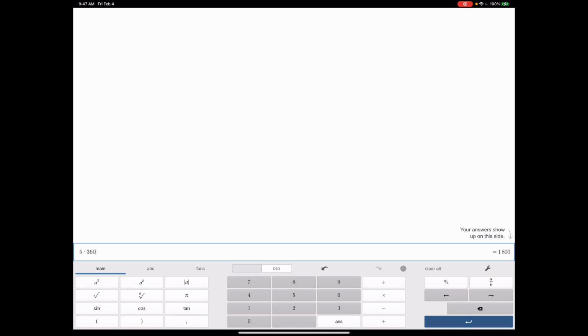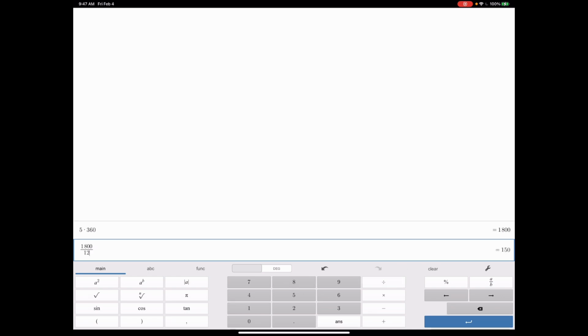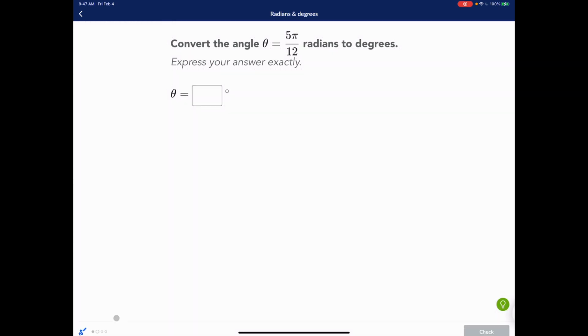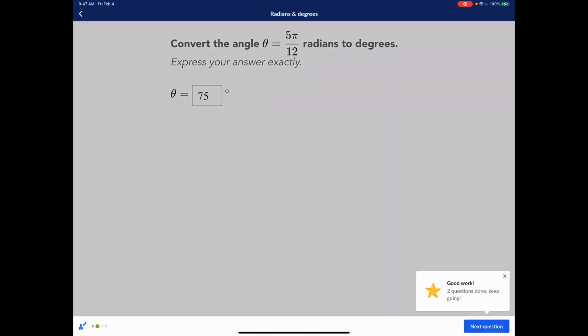And then let's do 1,800 divided by 12. 1,800 divided by 12, that's going to be 150. 150 pi is equal to 2 pi x degrees, and then we're going to divide by 2 pi on both sides. The pi's cancel out. 150 divided by 2 is 75 is equal to x. So I believe that degree is 75 degrees. And voila.